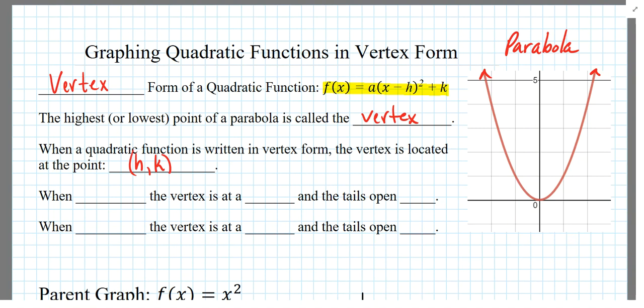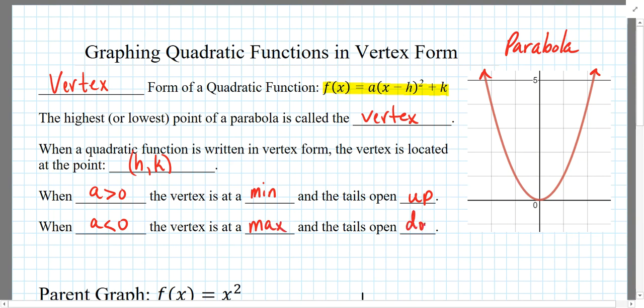Identifying the maximum or minimum of a quadratic is easy to do if you look at the a value of the quadratic equation in vertex form. When the a value is positive, the vertex is at a minimum and the tails open up. When the a value is negative, the vertex is at a maximum and the graph tails open down.